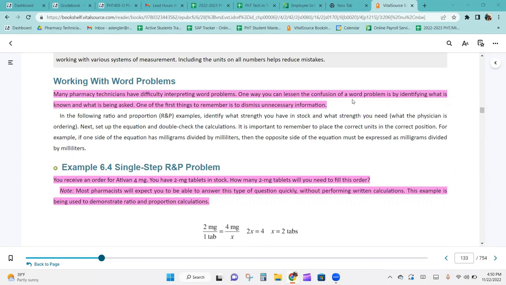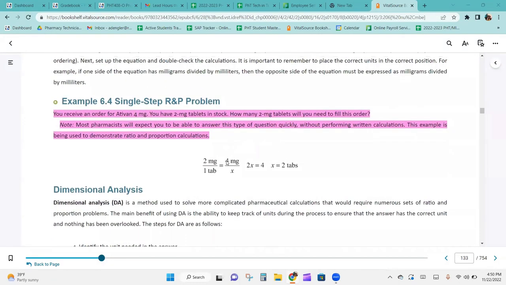In the following ratio and proportion examples, identify what strength you have in stock and what strength you need. Next, set up the equation and double check the calculations. It is important to remember to place the correct units in the correct positions. And we will go over that in just a second.